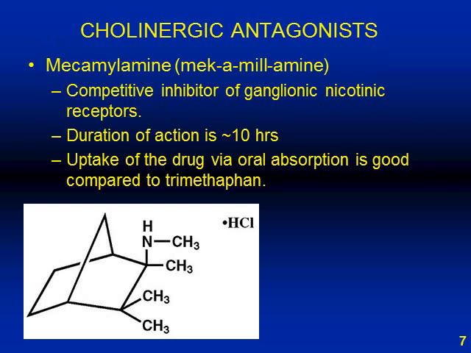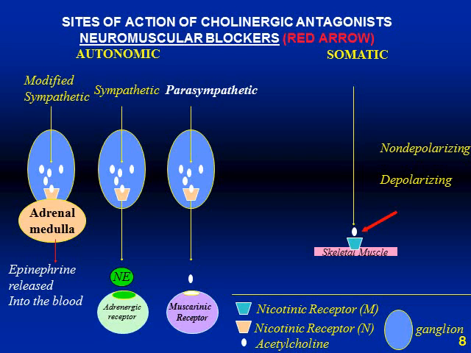Now, mecamylamine is also a competitive inhibitor of the nicotinic neuronal receptor in the ganglia, but this is a drug that can be given orally. If you look at its structure, you see there's no full positive charge on it. The drug has therefore an ability to be absorbed. Its duration of action is about 10 hours, and of course it can be given orally.